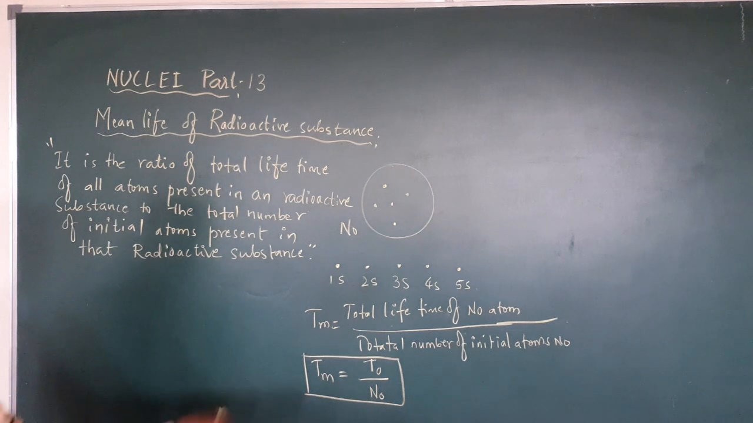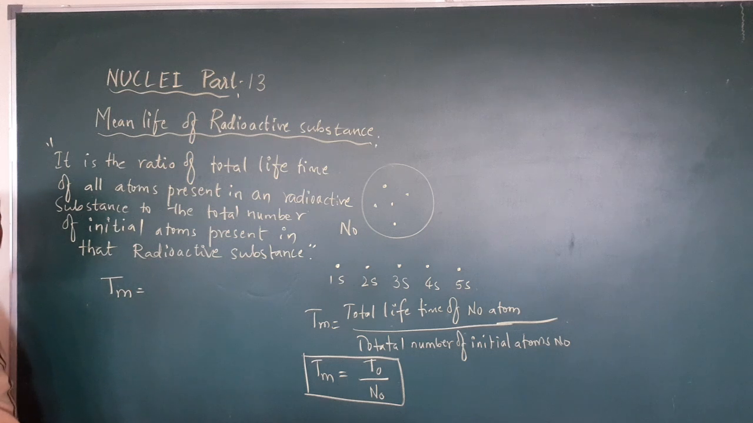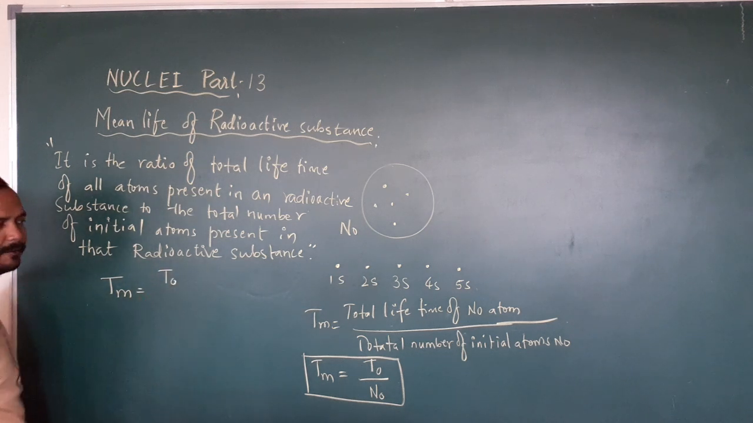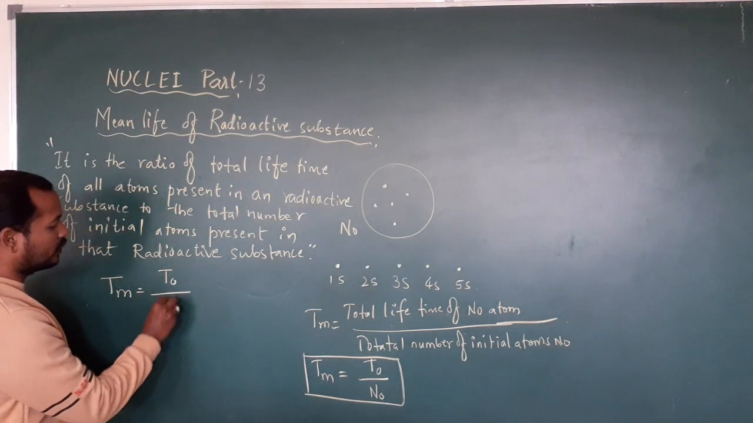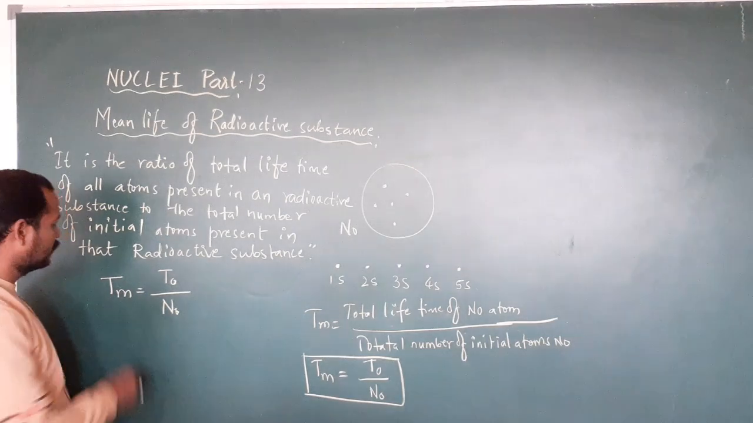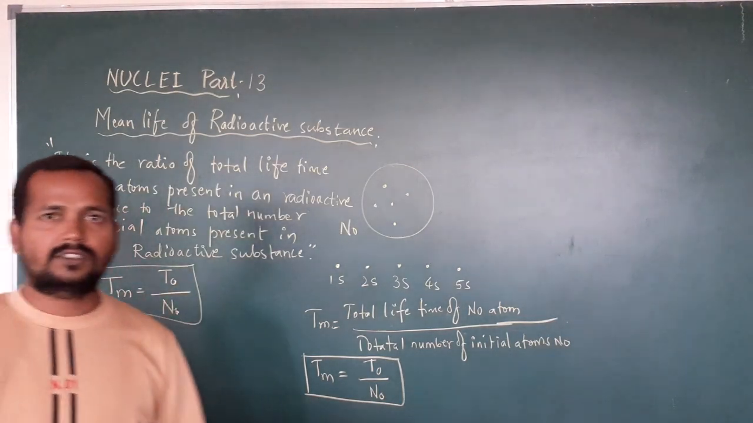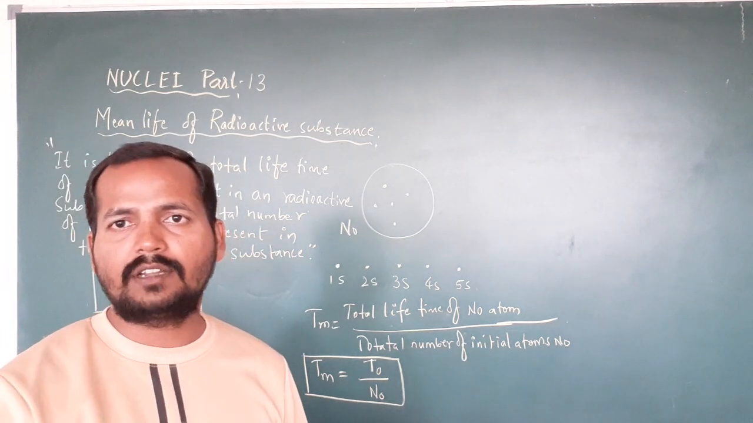Mathematically, Tm is the mean life or average life, which is equal to T0, the total lifetime of all N0 atoms present in a radioactive substance, divided by the total number of initial atoms, N0. So this is the mean life of a radioactive substance, and we have a formula for this. Let us derive that formula now.